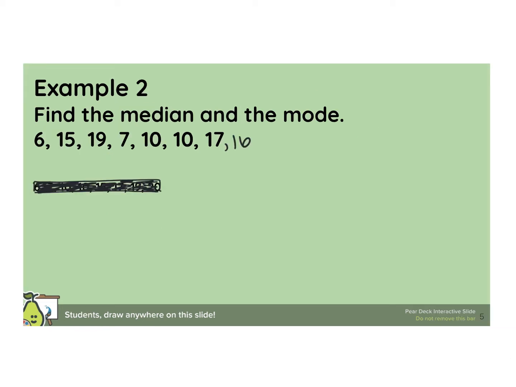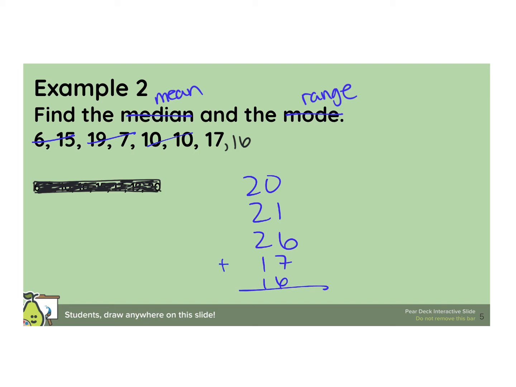Example 2, again, sorry, my slide is messed up, yours is not. We are finding the mean and the range. So let's start by adding these together. All right, so we have 10 and 10, which make 20. We have 6 and 15, which make 21. We have 19 and 7, which make 26. And then we have 17 and 16. I couldn't do those quickly in my head. So let's add these up.